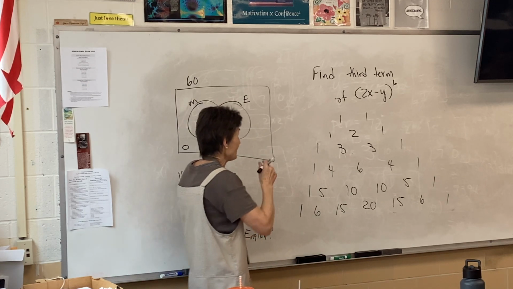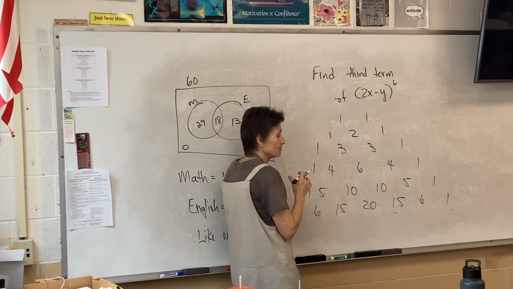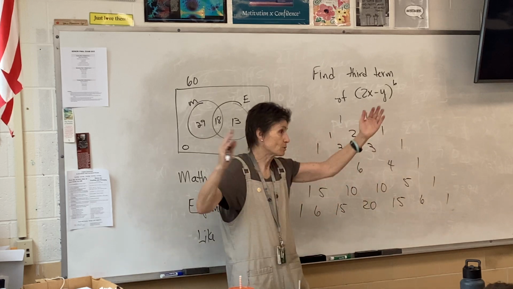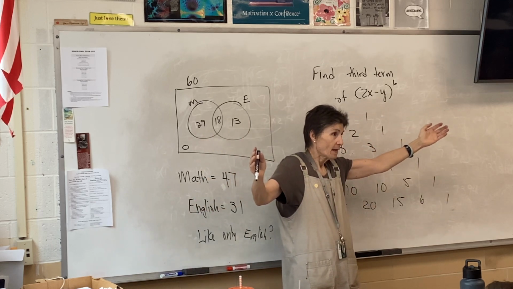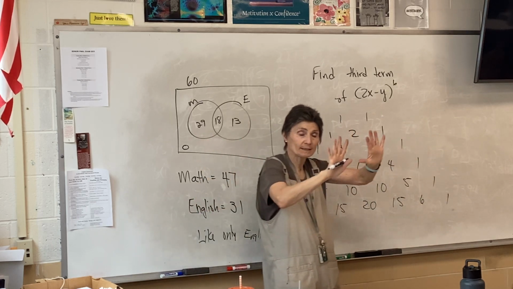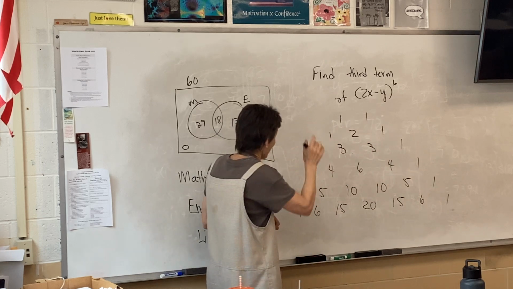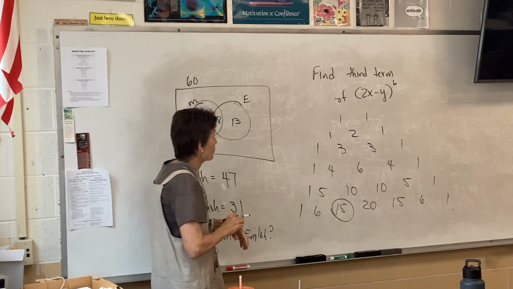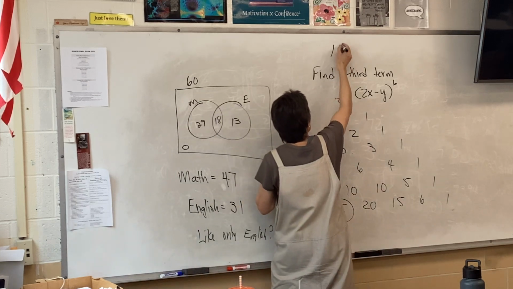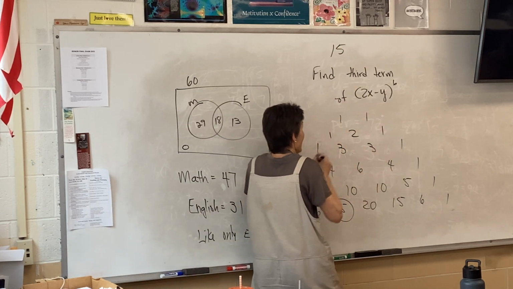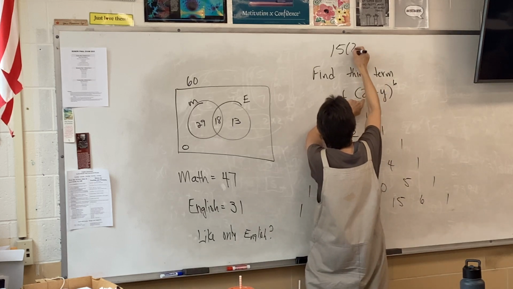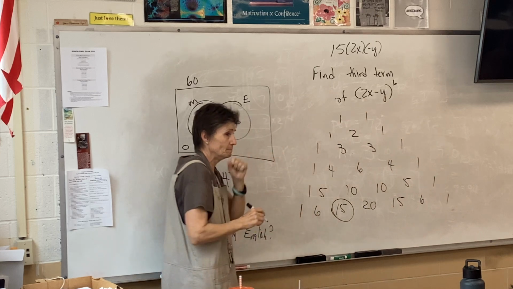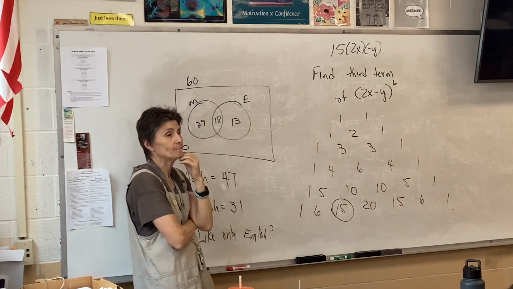Now, if it said expand, we would write down all of these numbers and plug in. It goes clear across the board, and we would do all these terms. Luckily, we don't want to do that. We want the third term, which is right there. So we're going to start with 15, and next to it, I'm going to put a 2x and a negative y. That is a multiplication.